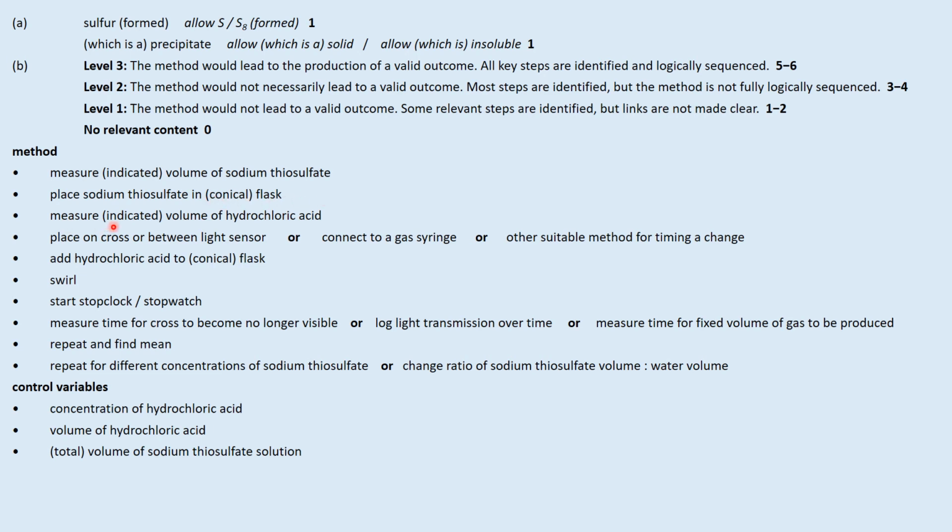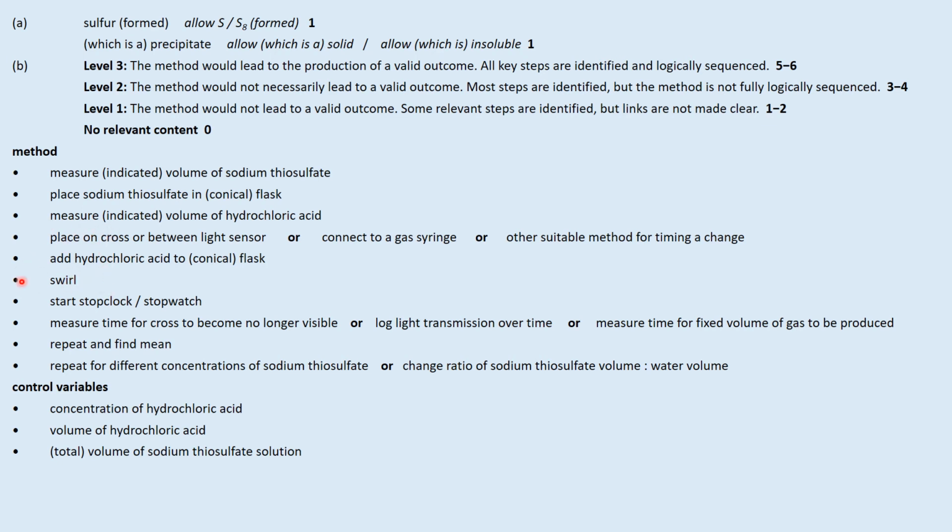Then you're going to measure, again, set volume of the hydrochloric acid. Once again, 10, 20 centimeters cubed is fine. It's quite important that you don't mix these two things yet though, because if you do that, the reaction will start. So before you mix them, the flask with the thiosulfate needs to be placed on a cross. Now you could have written between a light sensor, I guess, but if when we do this, we're going to be using actually a cross. Then you add the hydrochloric acid to the flask, so that needs to happen after thiosulfate flask on the cross.